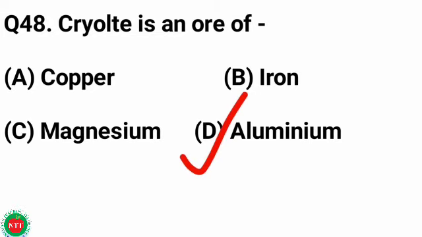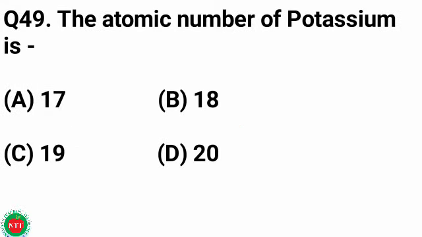Question number 49. The atomic number of potassium is A. 17, B. 18, C. 19, D. 20. And the right answer for this question is C, 19.